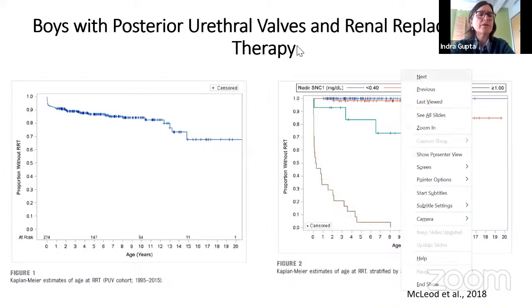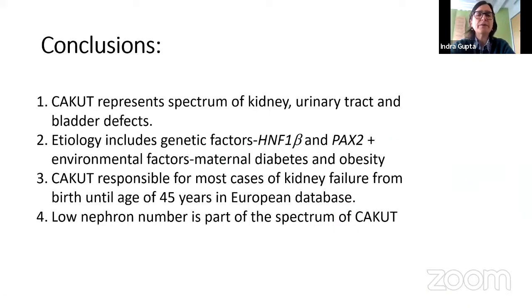Okay. So in conclusion, I hope I've expressed a few major concepts today. CAKUT represents a spectrum of kidney, urinary tract, and bladder defects. The etiology includes genetic factors like mutations in HNF1 beta and PAX2, but it also includes environmental factors, which remain a big black box. Maternal diabetes and obesity are important risk factors that you need to be considering. And certainly mothers who are pregnant who are diabetic need good control of their blood sugar. That's super important. And CAKUT is responsible for most cases of kidney failure from birth until age 4 to 5 years, at least in a European database.